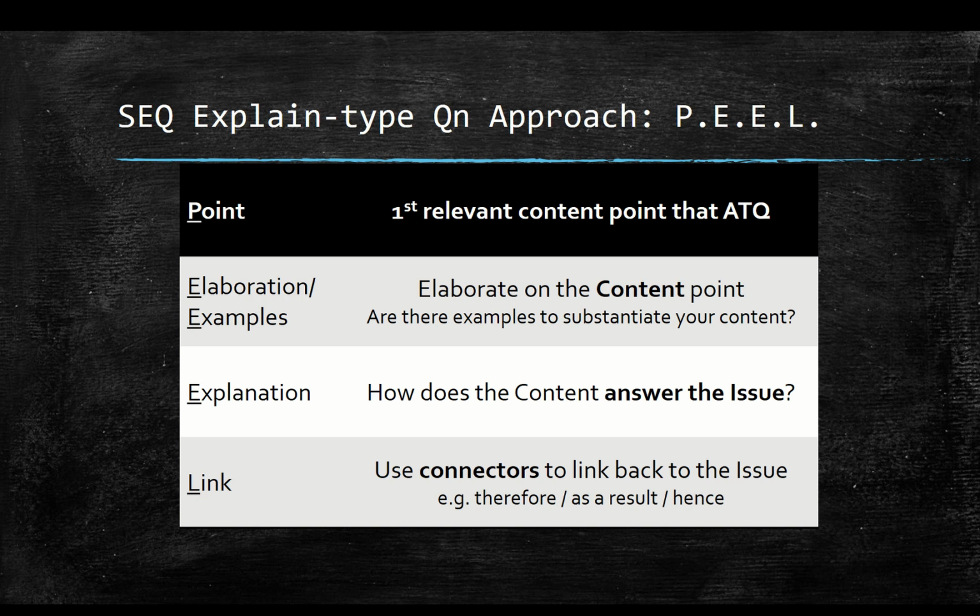After that, you move on to explanation. How does the content answer the issue? Once that is done, you would link everything that you have written back to the issue in the question, and this is where you can use connectors such as therefore, as a result, hence. Now all this is very theoretical, so to understand it better, we would like to apply it to a question.